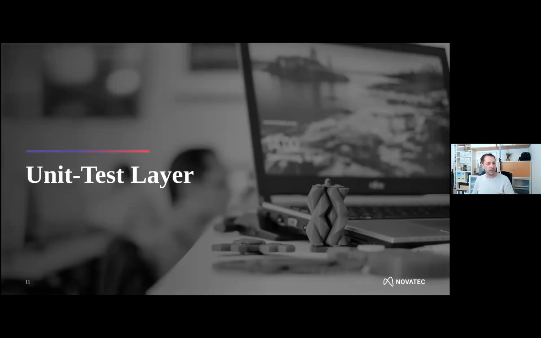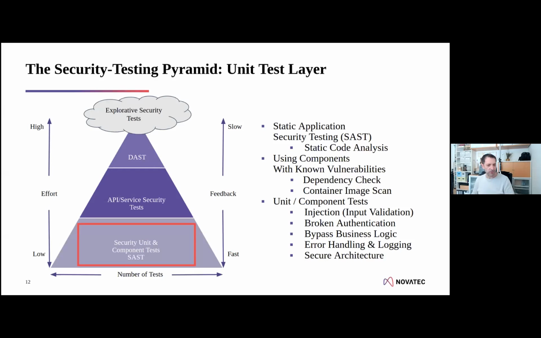We will start at the unit testing layer, at the bottom of the pyramid, and you now see a slightly different picture of the security testing pyramid. In red, you see marked the unit testing layer. And on the right side, you see a list of what could probably be done on that bottom layer. It all starts with what is called static application security testing, which actually is not about writing a test, but just running static code analysis tools.